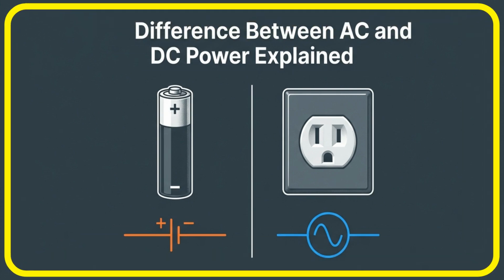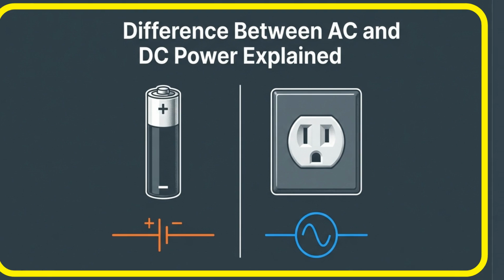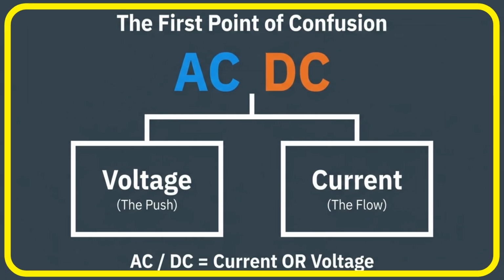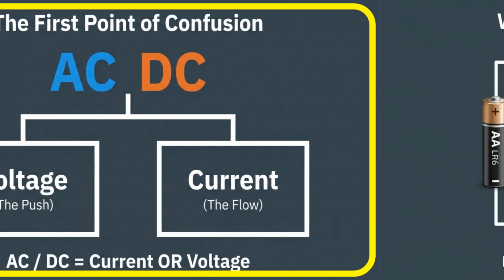Welcome to this video on the difference between AC and DC power. We'll explore how these two types of electrical power work and how to tell them apart. To start, let's address the first point of confusion. AC and DC can refer to either voltage, the push, or current, the flow. So AC or DC can mean alternating or direct current or voltage.